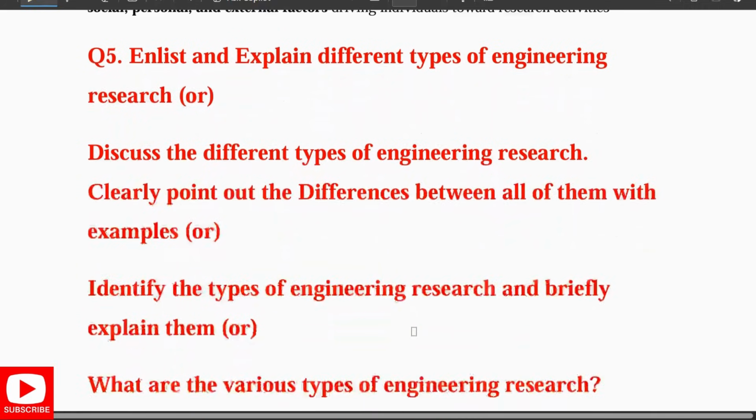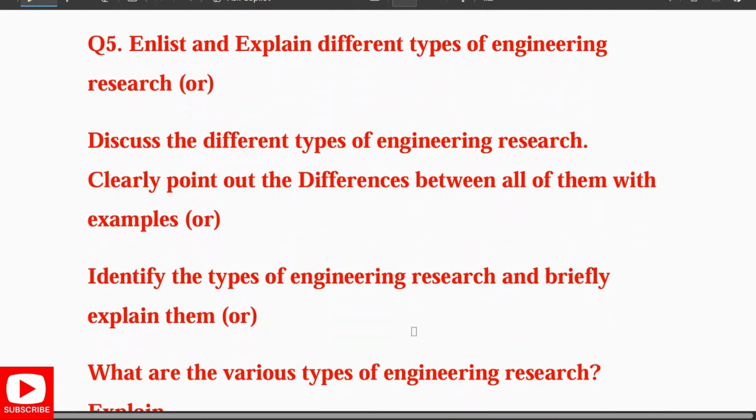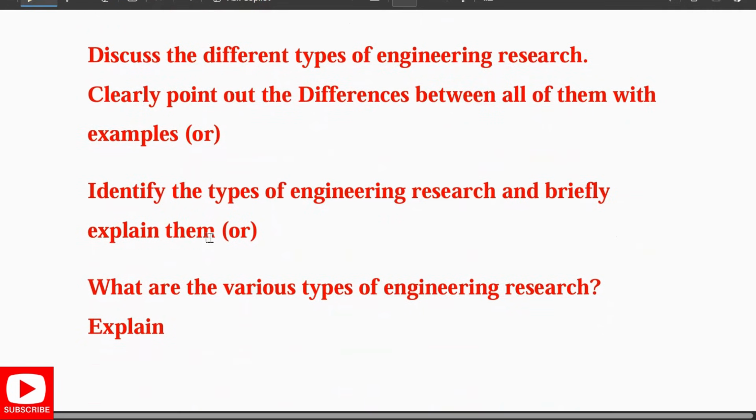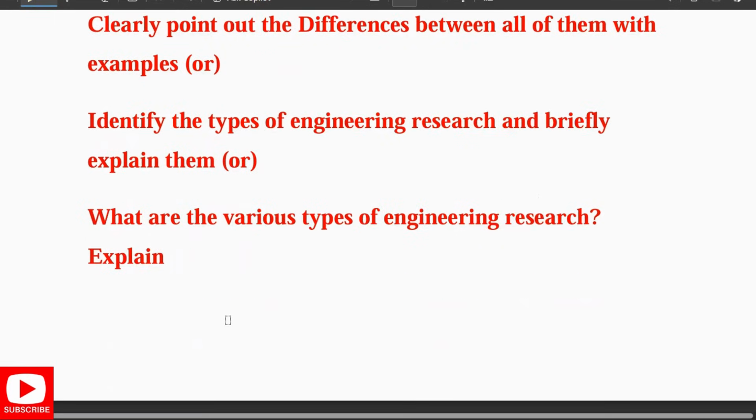Next comes the main important question: list and explain the different types of research. This question on different forms was asked in model question paper 1, and in model question paper 2 you need to write out the differences clearly between them. It was also asked, to explain briefly, in the June-July 2025 paper: various types of engineering research and explain them.